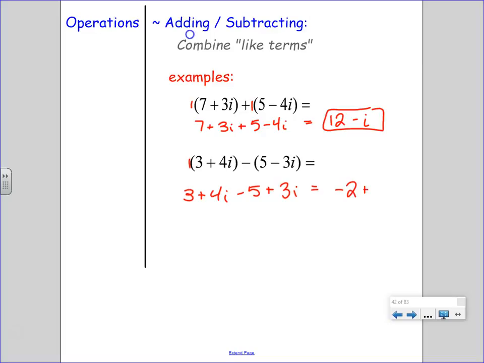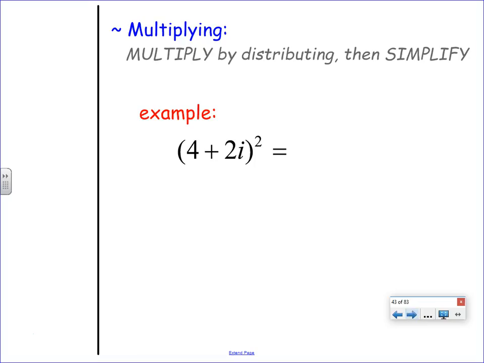Negative 2 plus group of like terms, and you're done. Can you make that 5i? No. It's not an i. It's like adding apples and oranges. Exactly. Now, what happens with multiplying?